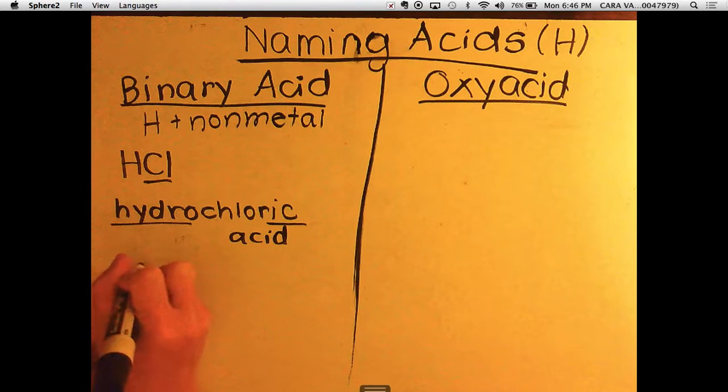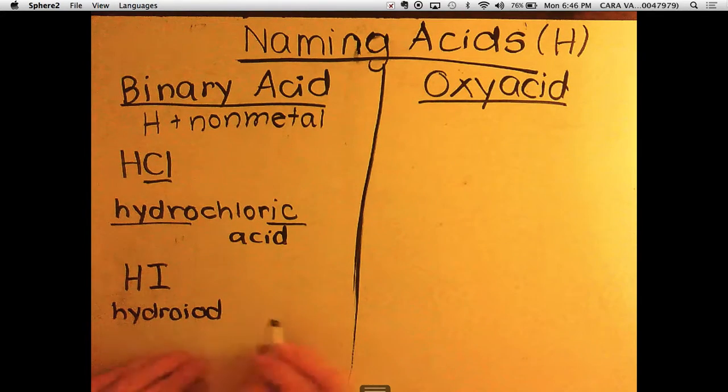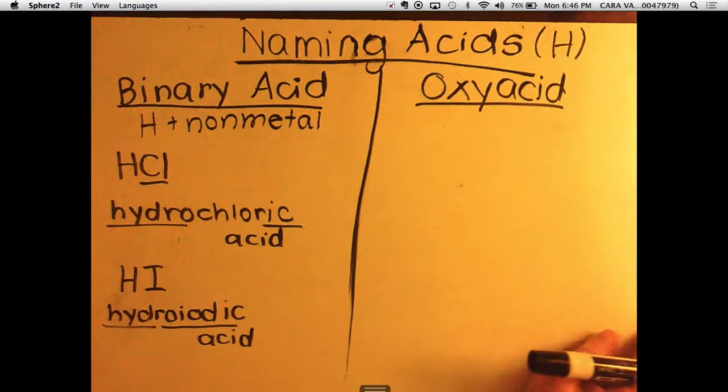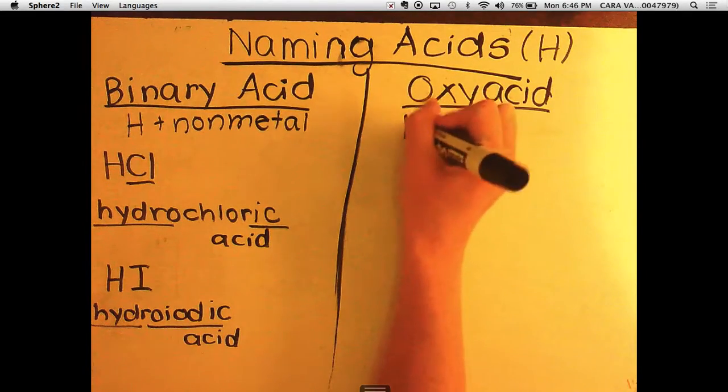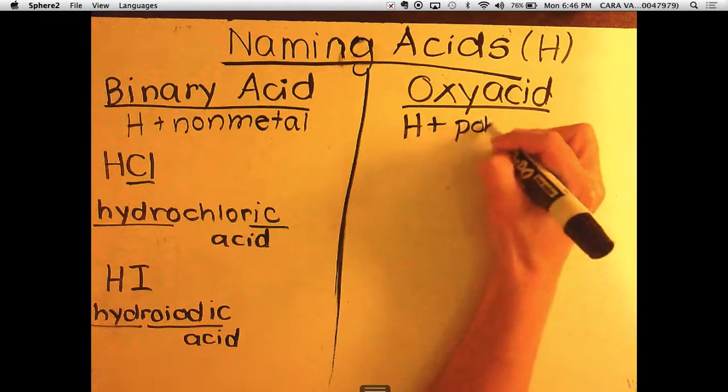Another example would be hydrogen and iodine chemically combined. Again, we see that hydrogen, and we see that iodine, which is our nonmetal. Once again, to name that, we're always going to write hydro as our prefix. We write IO, drop the INE at the end of iodine and change it to ic, and end it with the word acid. Hydroiodic acid.